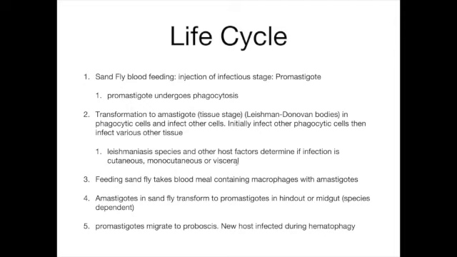The sandfly that is feeding off of this infected person is going to take a meal that has infected macrophages. We know amastigotes in the sandfly turn into promastigotes in the hindgut or midgut. This too is going to be species specific. So some sandfly amastigotes transform in the hindgut, others do it in the midgut. Eventually they're going to migrate to the proboscis and the new host will be infected.